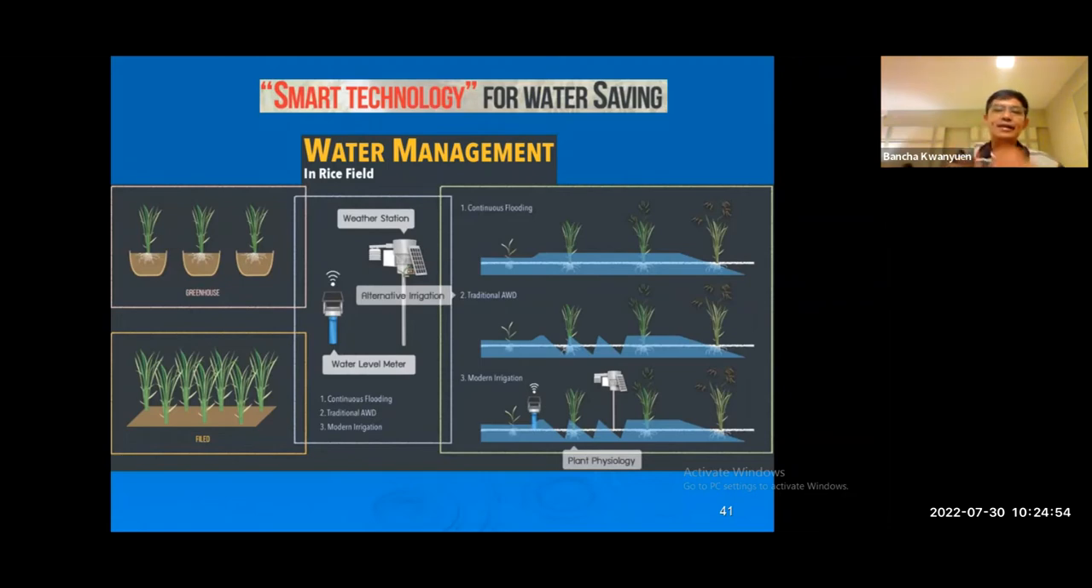But that is a general practice in Thailand and many other rice-growing countries today. Of course, you can go another step further. We can call it modern irrigation, where you have a monitoring system, which is called smart technology. But depending on the case, maybe you don't need that for a small farmer. But if you have a big farm or commercial farm, modern irrigation is maybe important, okay.